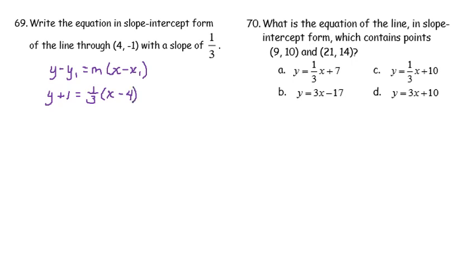Okay, so for this, there's several ways that you could do this problem. All right, if you don't like working with fractions, which right here, if we were to distribute that 1/3 into the parentheses, we would get a fraction, which might be okay to do. Let's go ahead and do it that way. So let's go ahead and distribute. That gives us y plus 1 equals 1/3 x minus 4 times 1 divided by 3 gives me 4/3. And now we want to get rid of that plus 1 by subtracting 1 on both sides.